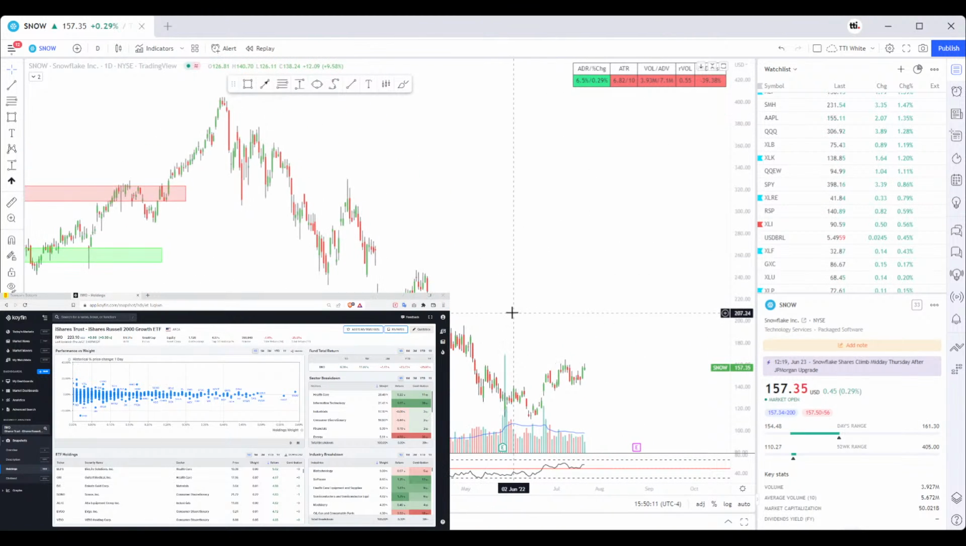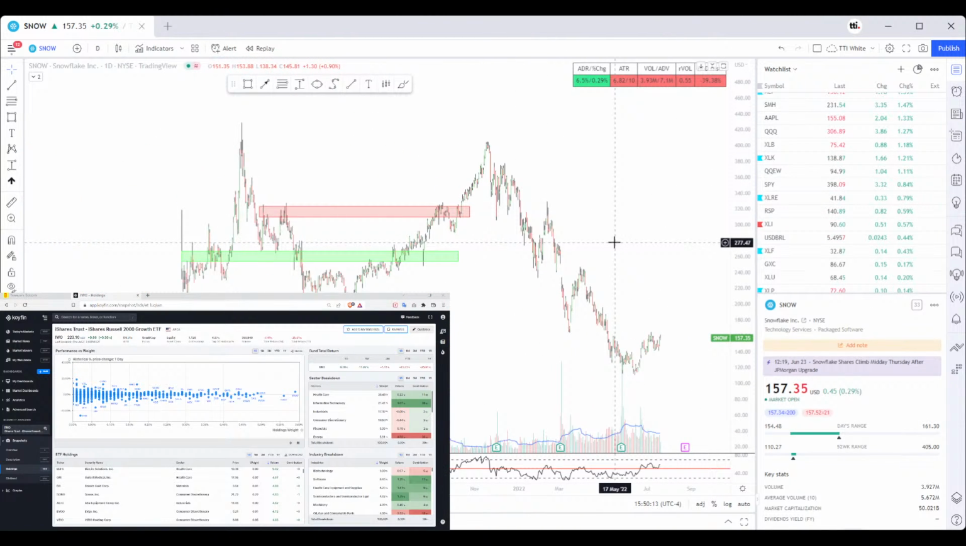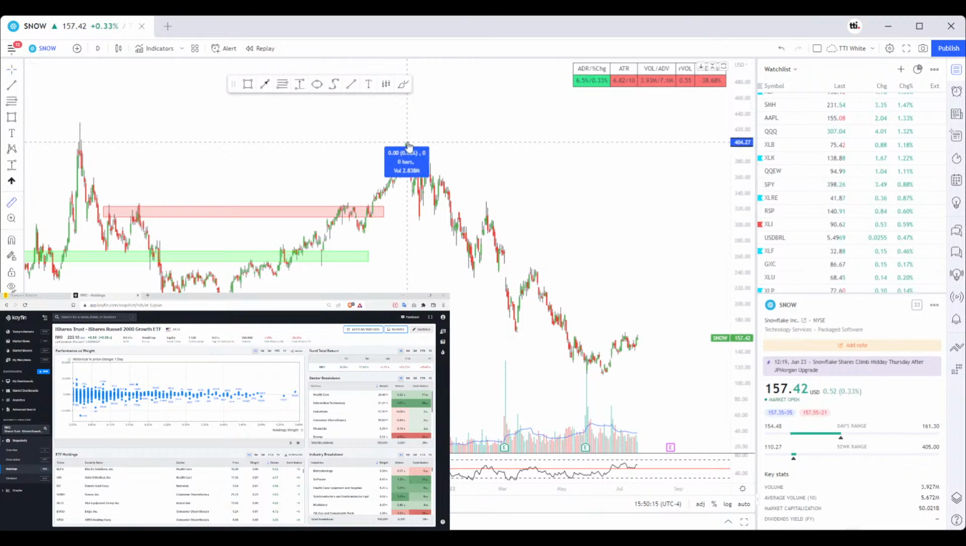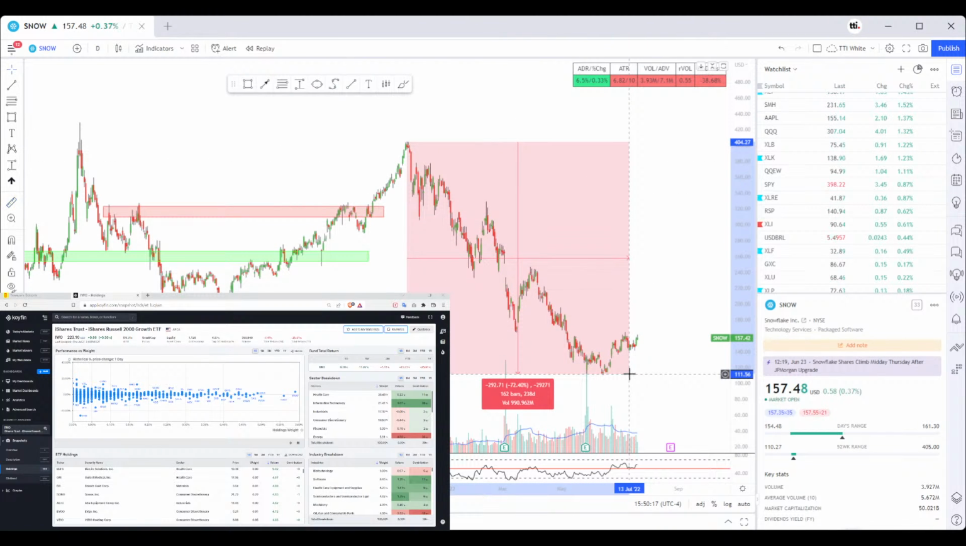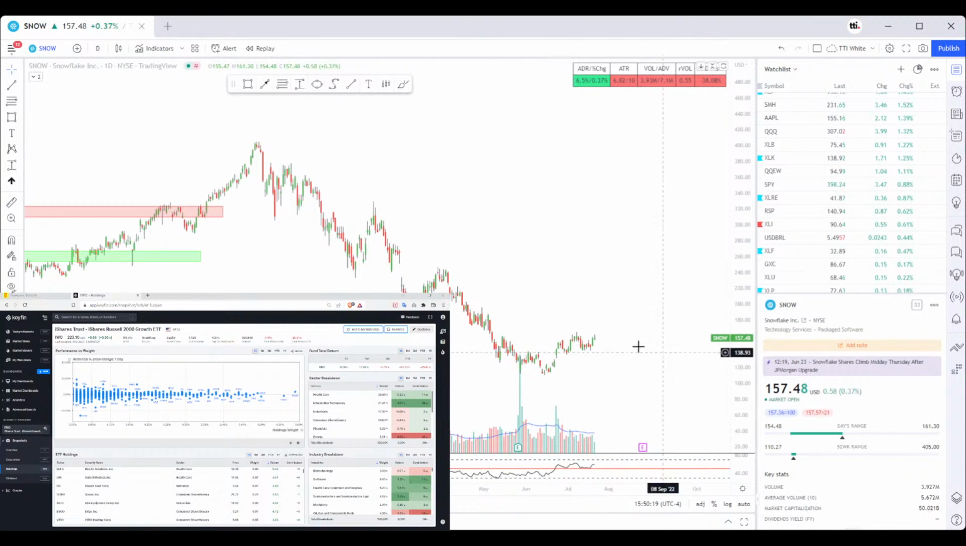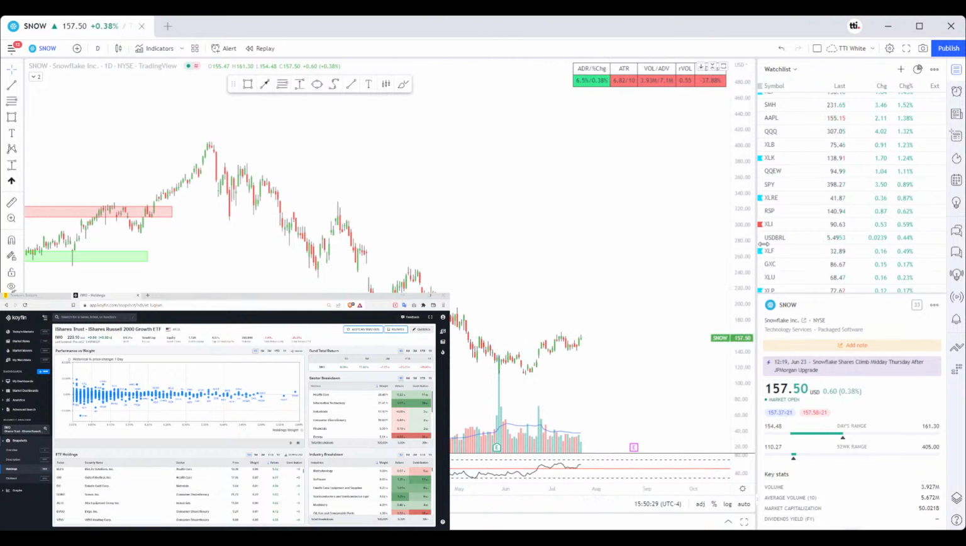It is good though. I mean, it's constructive price action. You got a name like Snow that sold off like crazy after double topping in November of last year. Drew down 72.5%. This is the third oscillation to the upside. 1, 2, 3. Clearing the 158, 159 area. A series of higher highs. You're right.